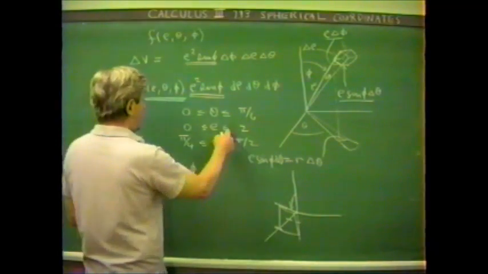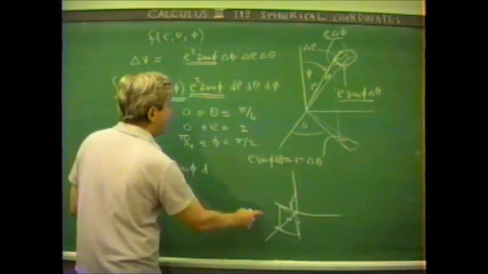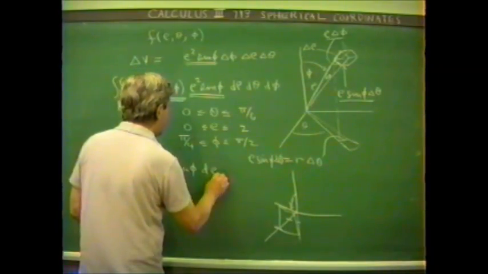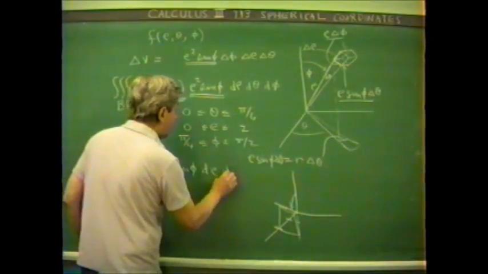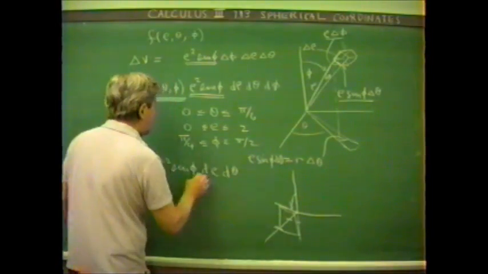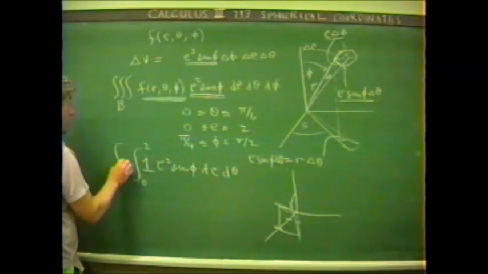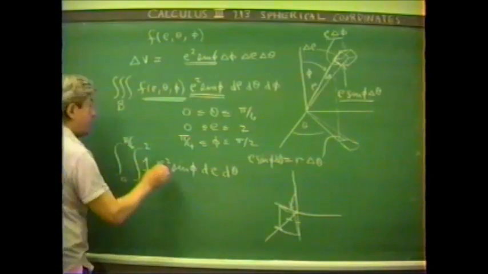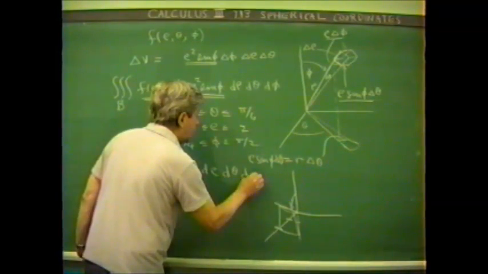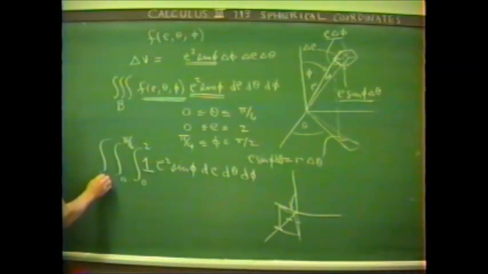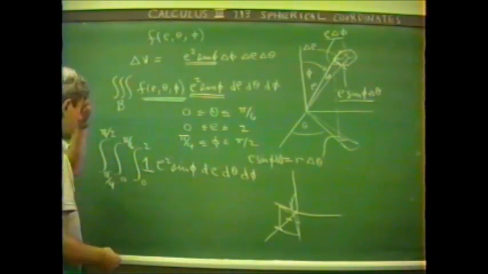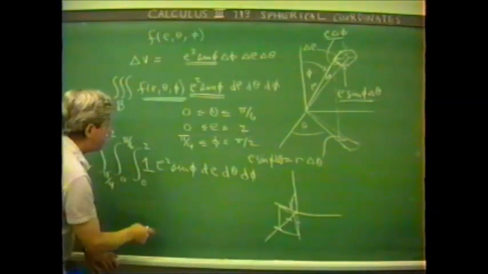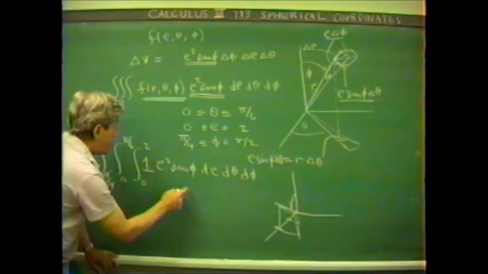Now here, this is a rectangle, so to speak, in spherical coordinates. So if we integrate d rho from 0 to 2, and then we integrate with respect to theta from 0 to pi over 6, and we integrate with respect to phi from pi over 4 to pi over 2, this ought to give us the volume. So integrating with respect to rho first here, we're going to get rho cubed over 3 sine phi.